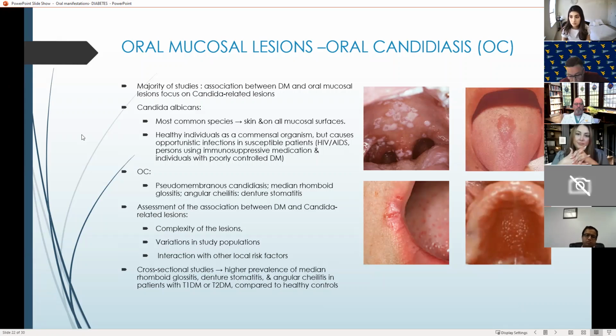Assessment of the association between diabetes and Candida-related lesions is hampered by the complexity of the lesions, variation in study population, and interaction with other local risk factors. Some cross-sectional studies investigating the previously mentioned candidal manifestations showed a higher prevalence, definitely, of median rhomboid glossitis, denture stomatitis, and angular cheilitis in patients with type 1 and type 2 diabetes compared to healthy controls.